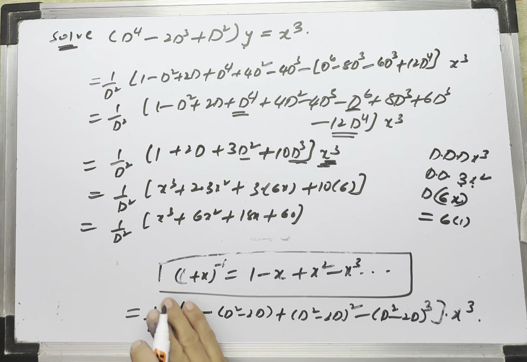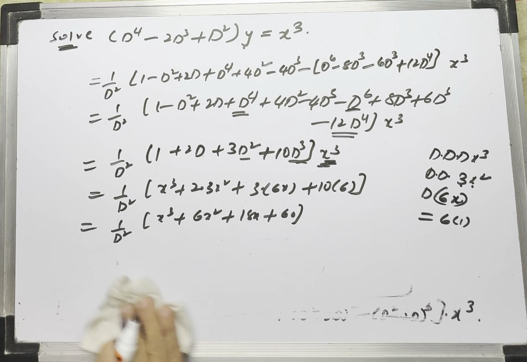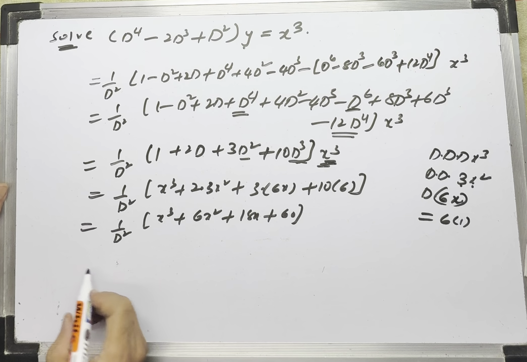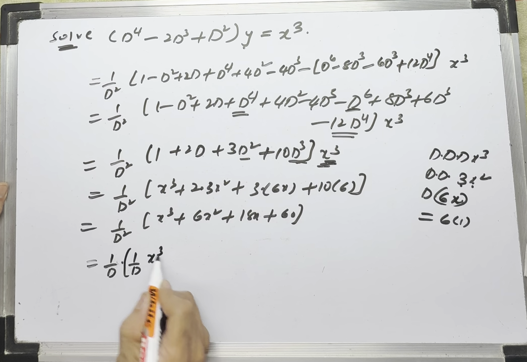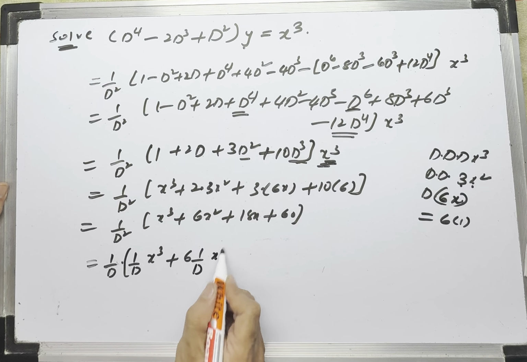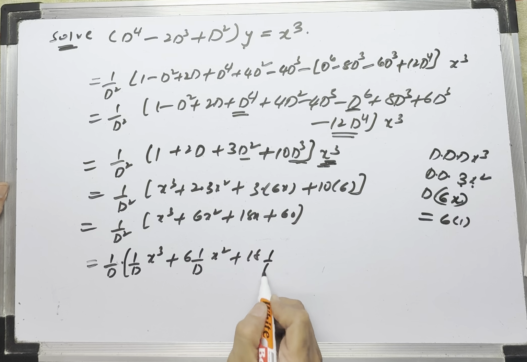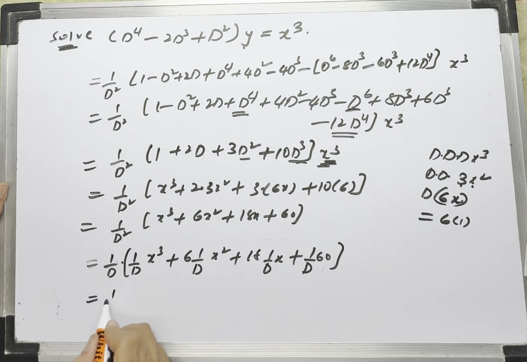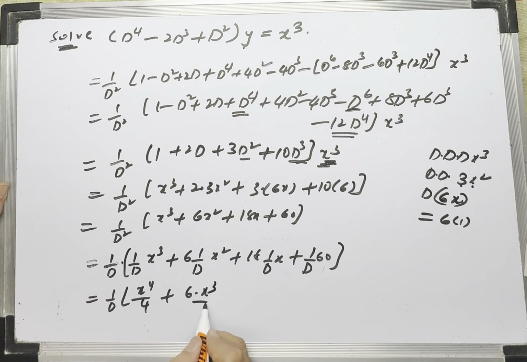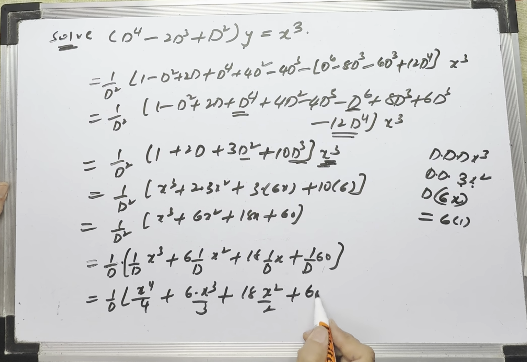Now this 1 by D is there still. So for D, 1 by D is integral. So 1 by D into 1 by D x cube, 6 into 1 by D x square, 18 into 1 by D x, 1 by D into 60. So this will be x power 4 by 4, x cube by 3, 18 into x square by 2, 60 of integral is 60x. Now again we are integrating this one, last step.